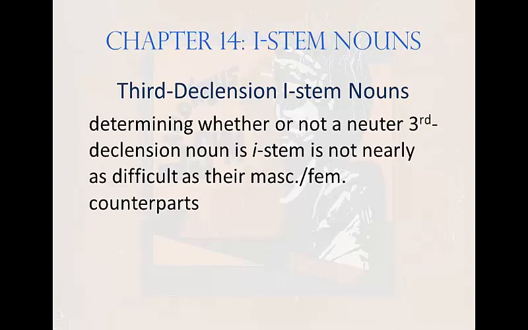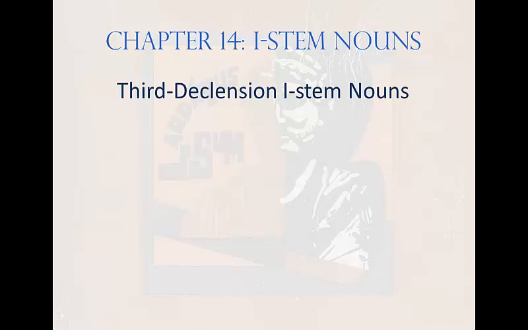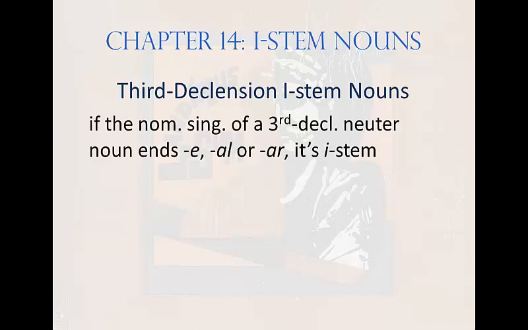In exchange for that slight increase in complexity of formation, identifying third declension I stem neuter nouns is much easier than masculine and feminine ones. There are three nominative singular endings which identify whether a third declension noun is I stem or not. If the nominative singular ends in E, AL, or AR, the neuter noun is I stem.